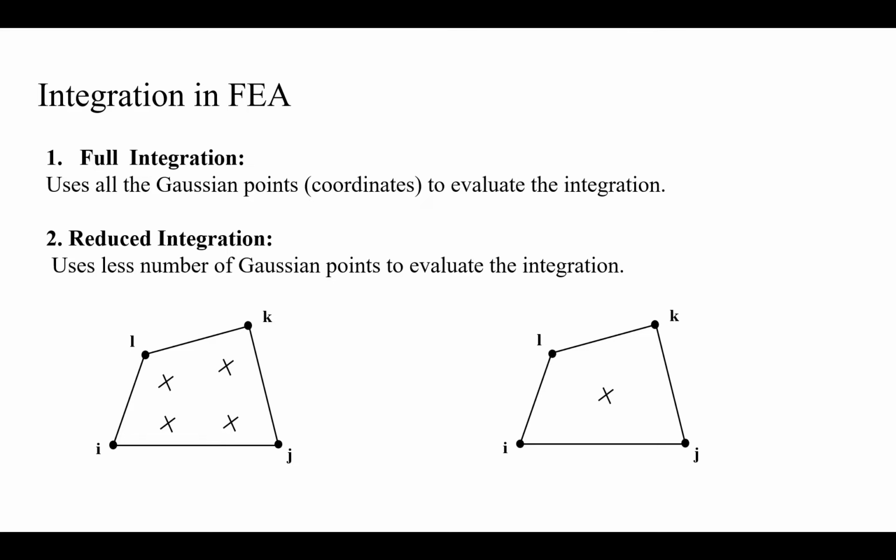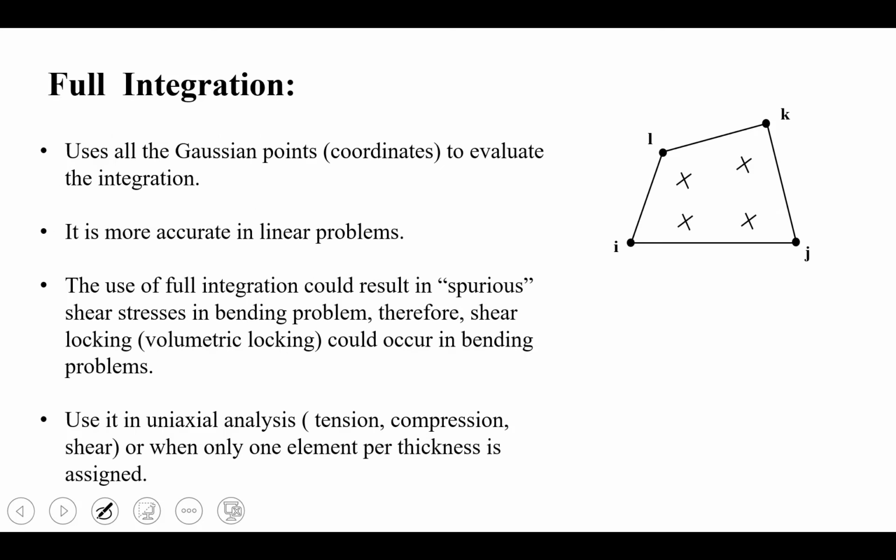So the first element that you see has 4 Gaussian points. That's an example of full integration. And the second element has reduced integration. So from here to here, we have reduced the number of Gaussian points by 1 in every direction: in x direction by 1, in y direction by 1. So we go from 4 Gaussian points to 1 Gaussian point. So let's talk about each integration method.